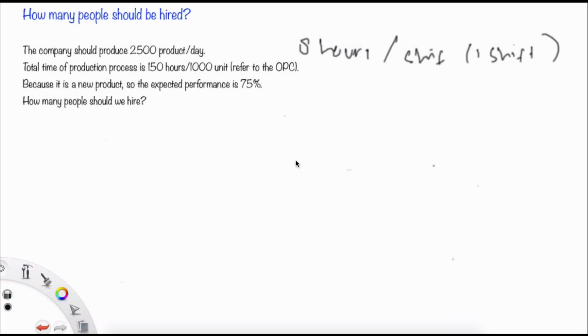How many people should be hired? I will give you an example of how to determine how many people we should hire. Firstly, we have to know some information, such as the desired product quantity, total time, and the assumption of the number of shifts in a day and working days. The expected performance is 75%. After we have all of this information, we will calculate the effective hours.